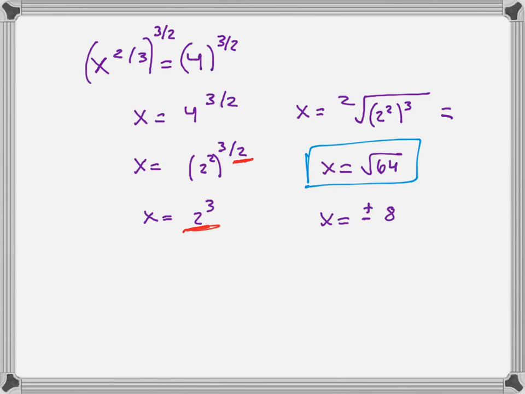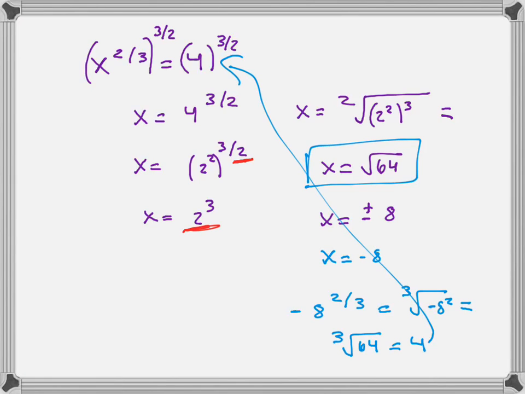And what I usually like to do just to check to see if it is negative is I usually like to plug it back in. So let's take x equals negative 8. And if we have negative 8 to the 2/3, this also becomes the 3rd root of negative 8 squared. And negative 8 squared is also 64 because the negatives are going to cancel out. So then you get the 3rd root of 64, which also equals 4, which obviously works up here, right? And obviously the positive 8 is going to work.